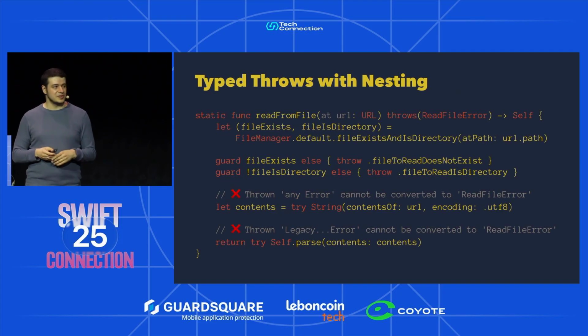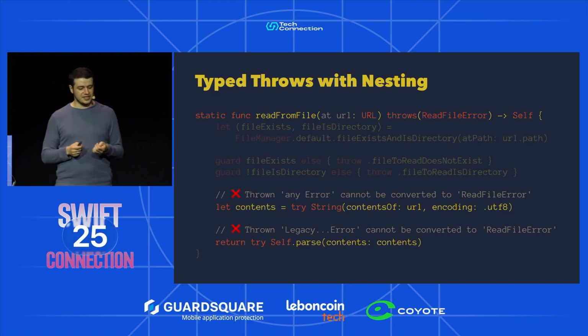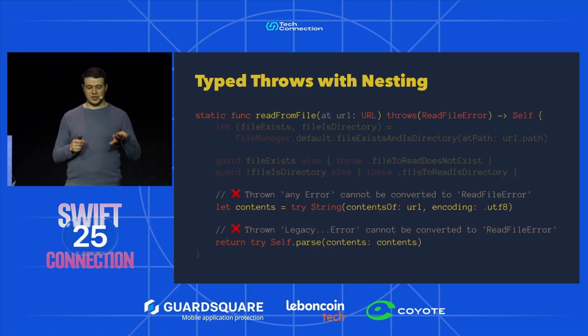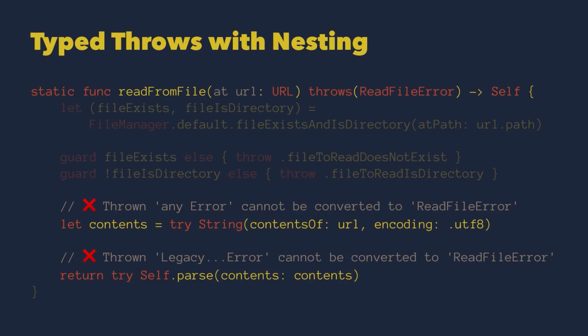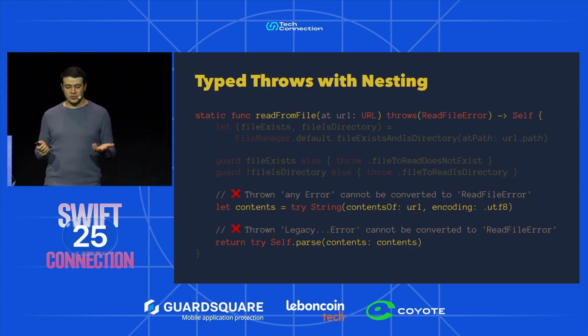But typed throws can also have a problem. If we have a bit larger function here, you can see that inside this typed throwing function, we are calling into a system API, which is String(contentsOf:), and also the other function we have, which throws another error type. So the compiler will fail because it wants us to throw this ReadFileError. And the other APIs are not necessarily throwing that. So what can we do?